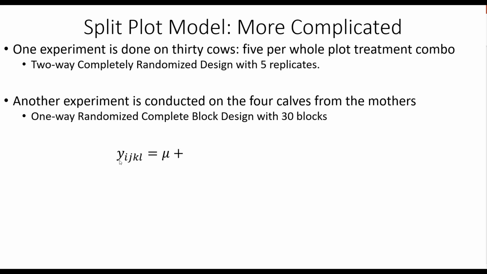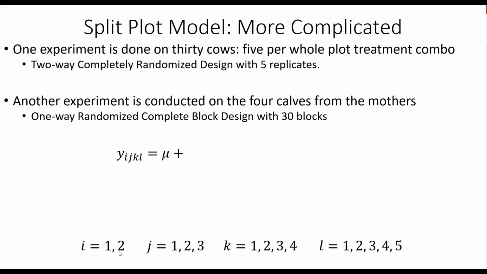Y is the weight of a calf after a year. I is going to be the effect of the supplement given to the mother. J is going to be the effect of the diet given to the mother. K is going to be the effect of the supplement, the growth hormone, given to the calf. And then L is going to be the cow from the IJth treatment combination.